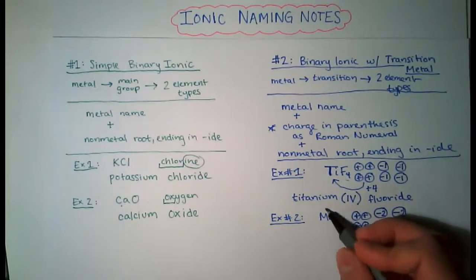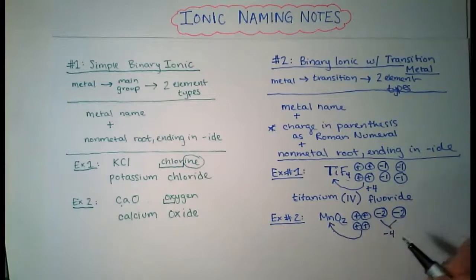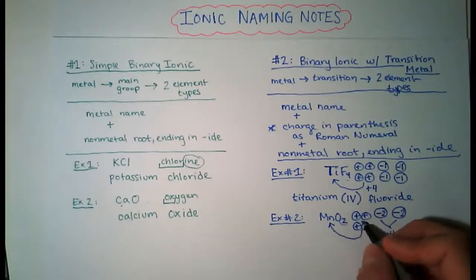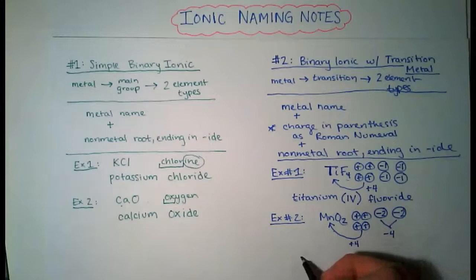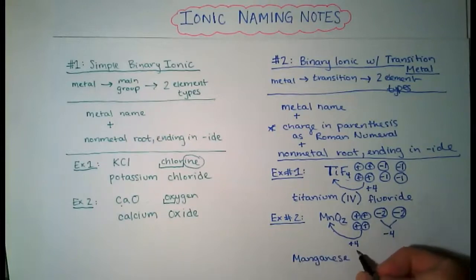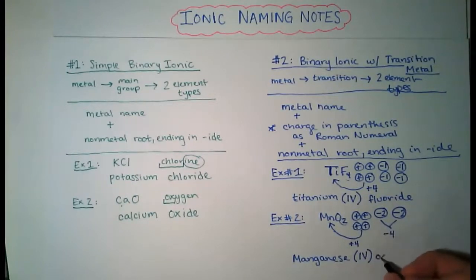Because there's only one manganese here, all 4 of those positive charges have to go on that one manganese. So we know that manganese has an oxidation state of +4. So when we write our name, we're going to put manganese, and then in parentheses, once again, is the Roman numeral IV, which is 4. And then, instead of putting oxygen, we change that ending to -ide, oxide.